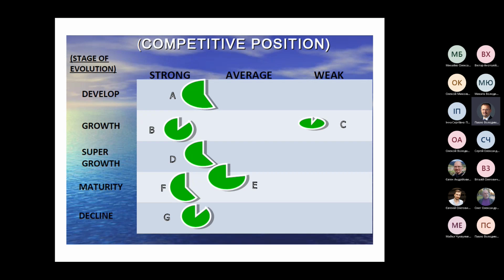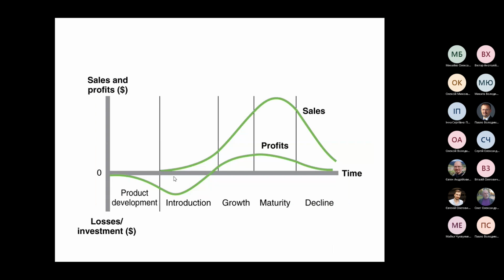Just to explain one more thing, you can see that Charles Hofer decided to divide growth into growth and super growth. It means that, as you can see here, it is closer to super growth.